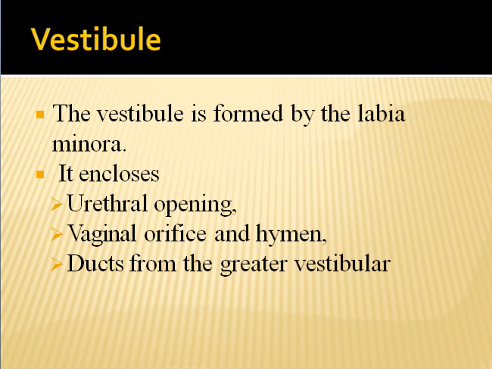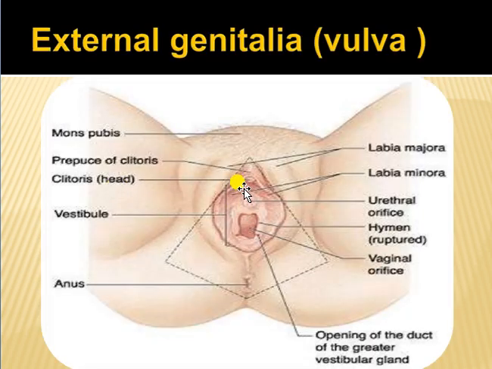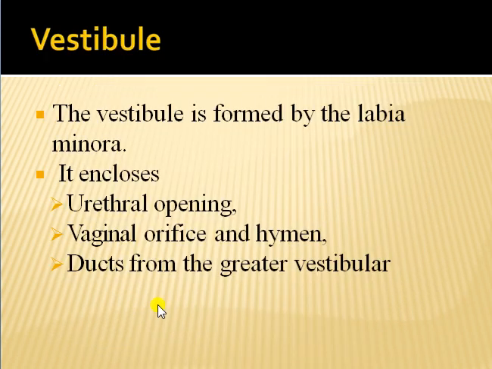See once, the diagram is very important here. Then only we can understand. This part we can call labia, two folds. This is the urethral orifice, and this is the vaginal orifice. This space we can call a vestibule. Understand? So that is called a vestibule.